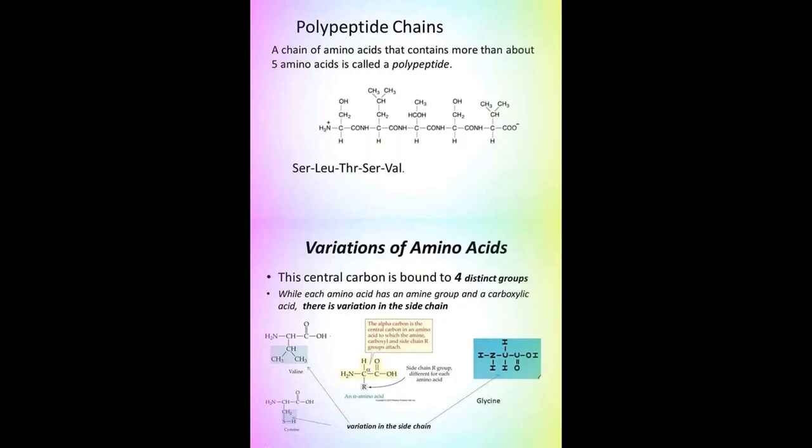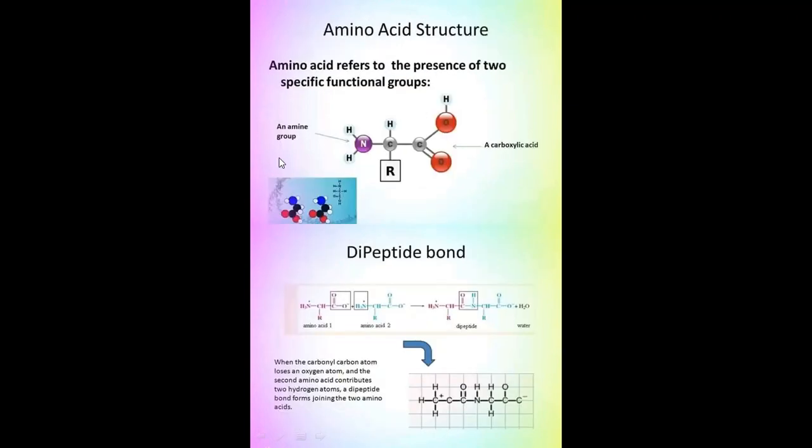So let's see what accounts for the variations in amino acids. Every amino acid, as we said earlier, has a different R group, and a constant amino group, carboxylic acid group, and a hydrogen atom bonded to the central carbon. The differences in the R groups define the different types of amino acids or cause the variation in amino acids.